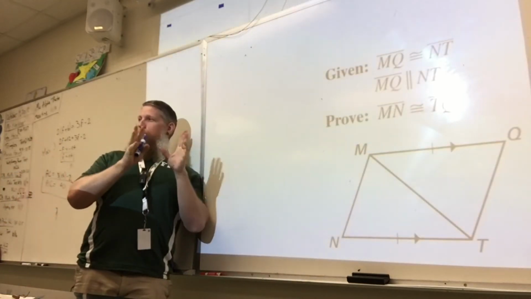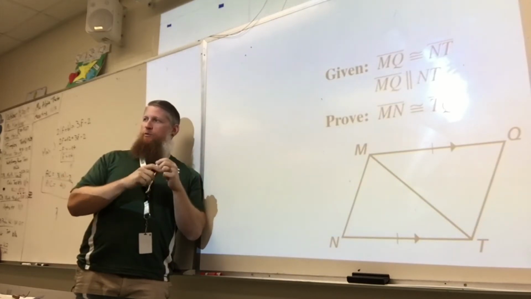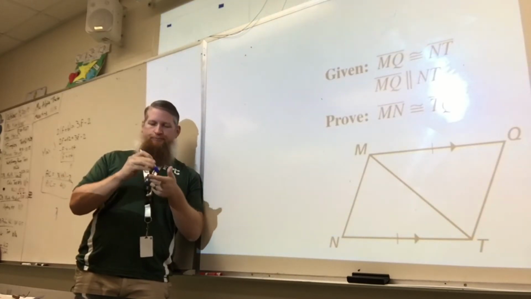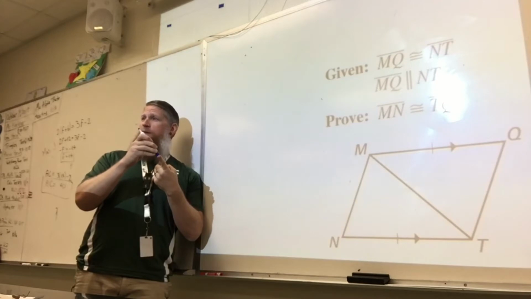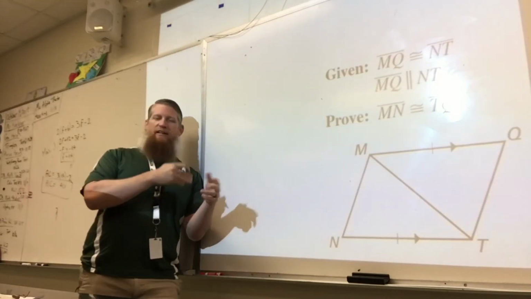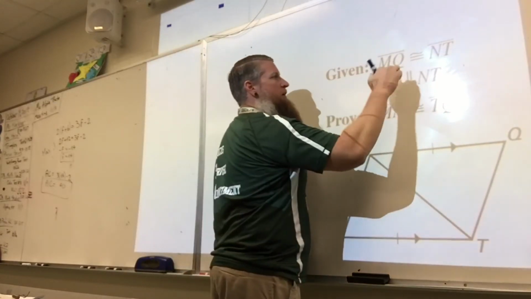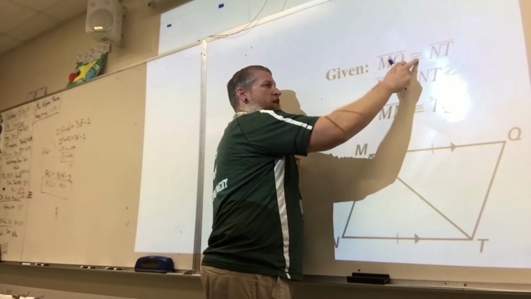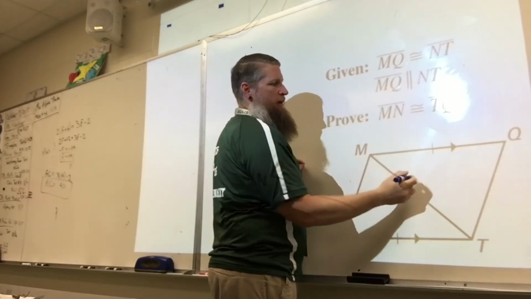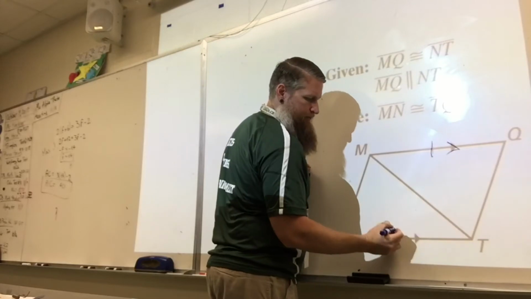So again, I'm going to go through this step by step just like we do the other ones. Meaning that first step should always be mark the givens. Again, I know the picture has it, but I'm still going to remark it anyway. So the two givens are they got the two sides being congruent and two sides being parallel.